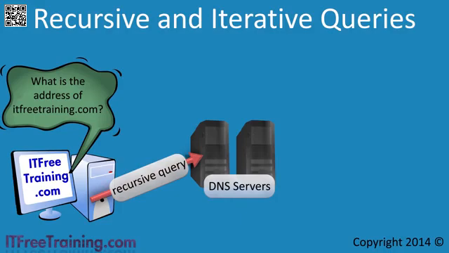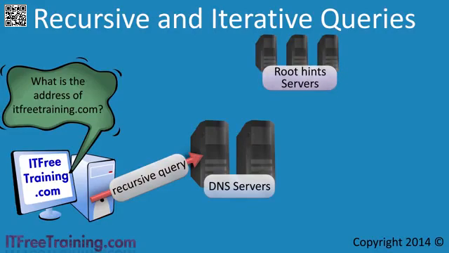A DNS server that is configured to respond to recursive queries takes responsibility for the request and will attempt to contact other DNS servers if it cannot answer the DNS request itself. That is, if it is not holding the answer to the query in a zone file or in its cache. The first step in this process is to contact a root hint server, assuming this information does not already exist in the cache of the DNS server.